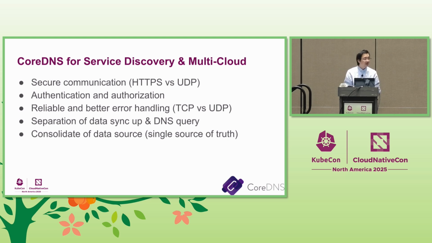So with CoreDNS, when we connect to cloud vendors, we actually use HTTP and the API. That gives you authentication and authorization. It's much more reliable, and it gives you better error handling. And also, with the CoreDNS front end, you can separate data sync-up and DNS query. So the DNS queries from your users are still the same. But from the backend, the data transportation between your cloud vendor's DNS records and your front end is actually done through TCP and HTTPS, which is much more secure and reliable.